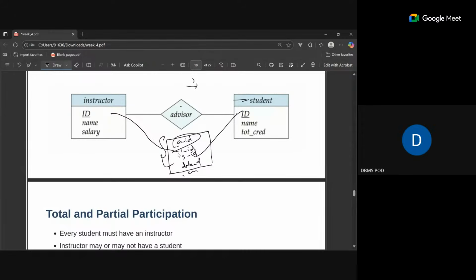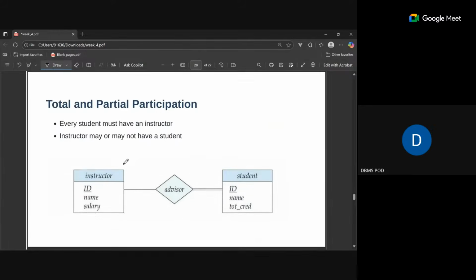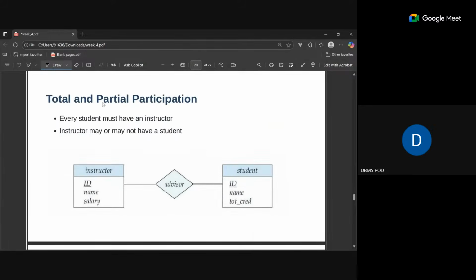Okay, sir. Let's move to the next one. We have something called total participation and partial participation. Here, this double line indicates total participation.